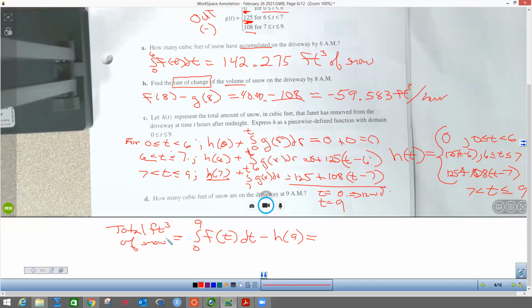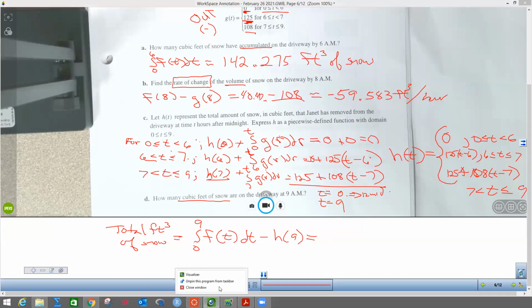So we are talking about to get just the total cubic feet of snow. How many cubic feet of snow? You got to do an integral of this cubic feet per hour. So when we do the integral of the snow, this is the snow coming on, this is the snow coming off. Okay, so snow on minus snow off is what we're looking at right here. So we are going to do, again, the integral from 0 to 9 of f of t.